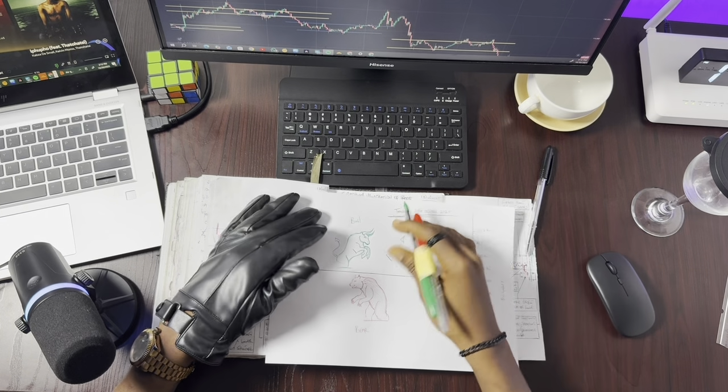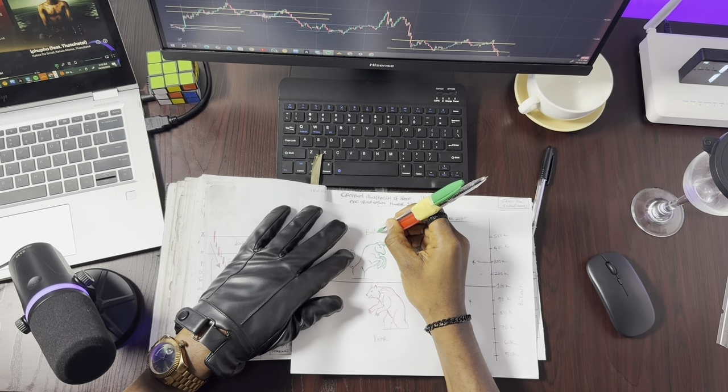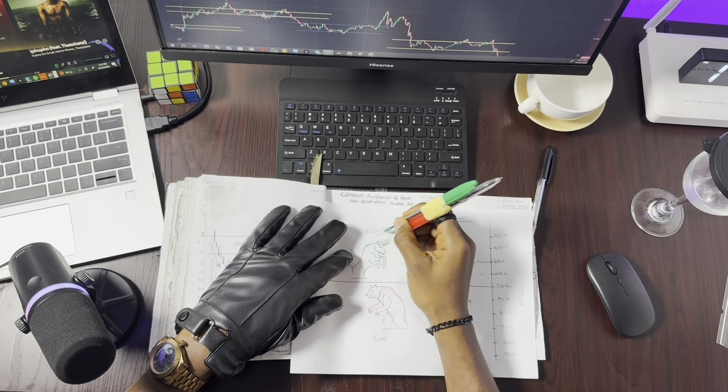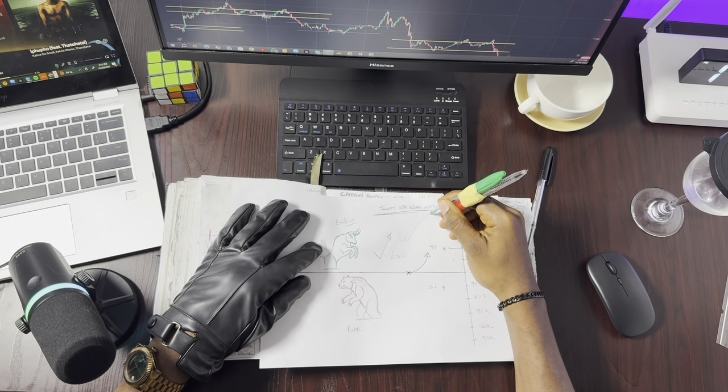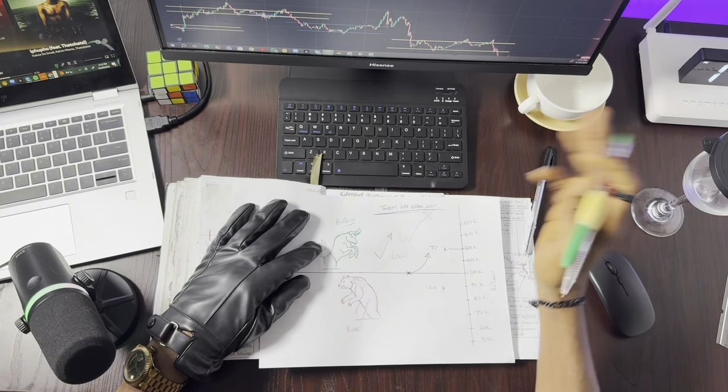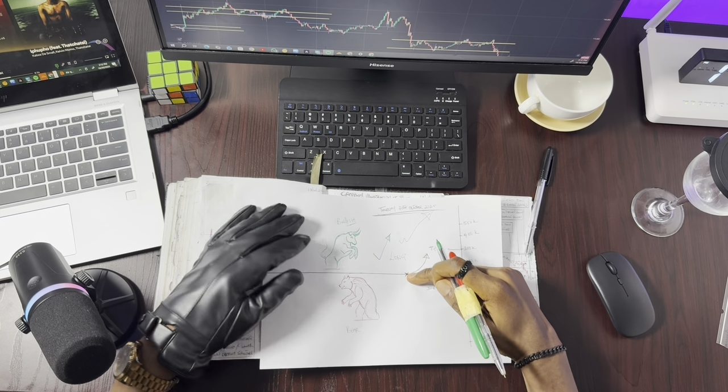Now, you should understand that anytime the market is going up, is known as a bullish market. That's why we have the word bullish. The bull is like pulling from the ground up. That's how the bull attacks. So that's why you have the name bullish market.